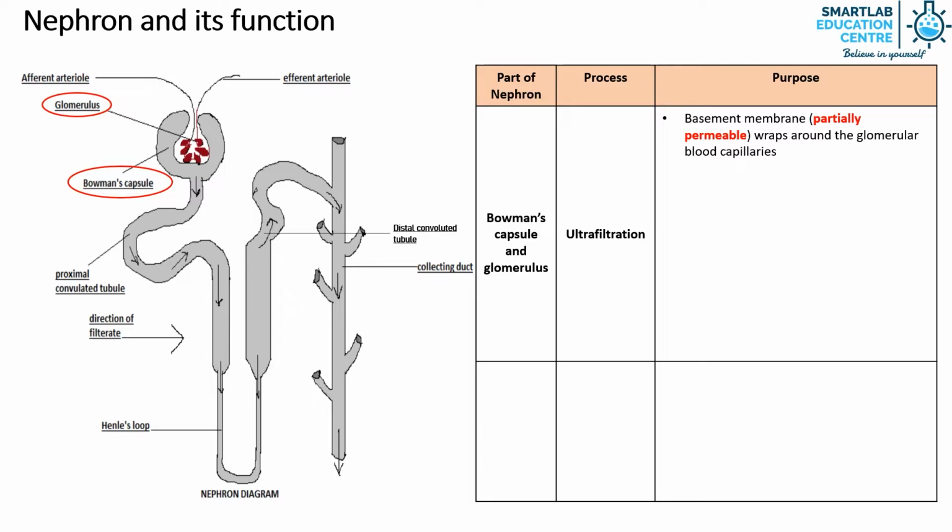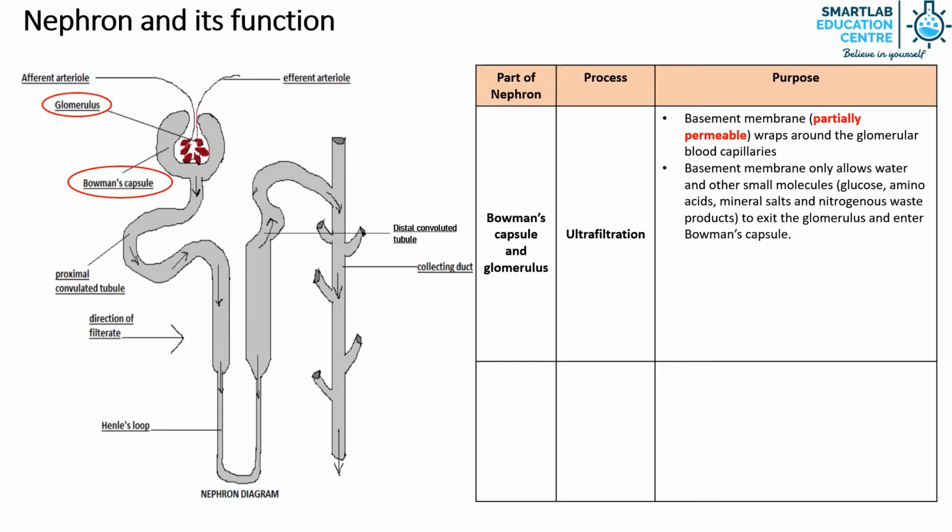The basement membrane only allows water and other small molecules such as glucose, amino acids, mineral salts, and nitrogenous waste products to exit the glomerulus and enter the Bowman's capsule. Large molecules like proteins, fats, blood cells, and platelets are retained in glomerular capillaries.